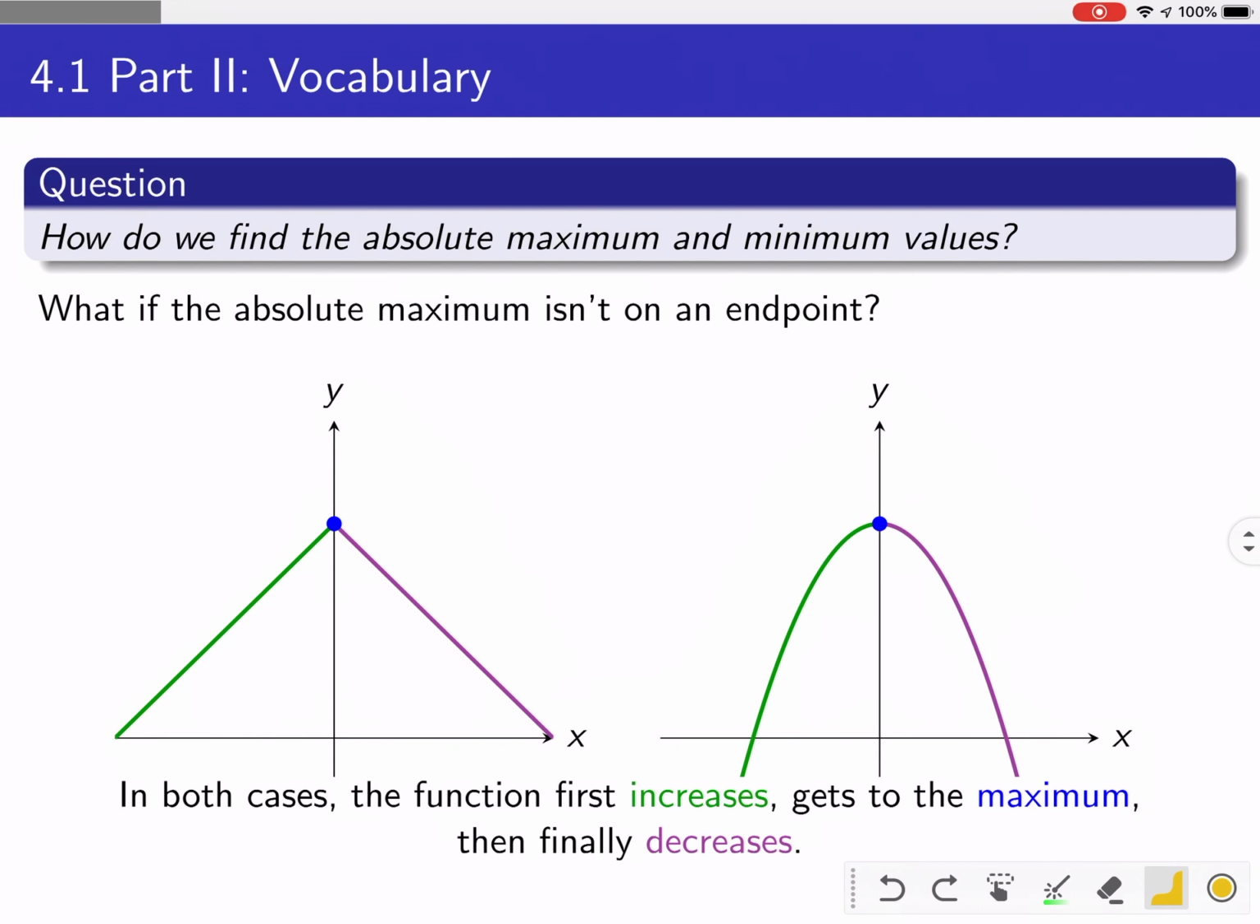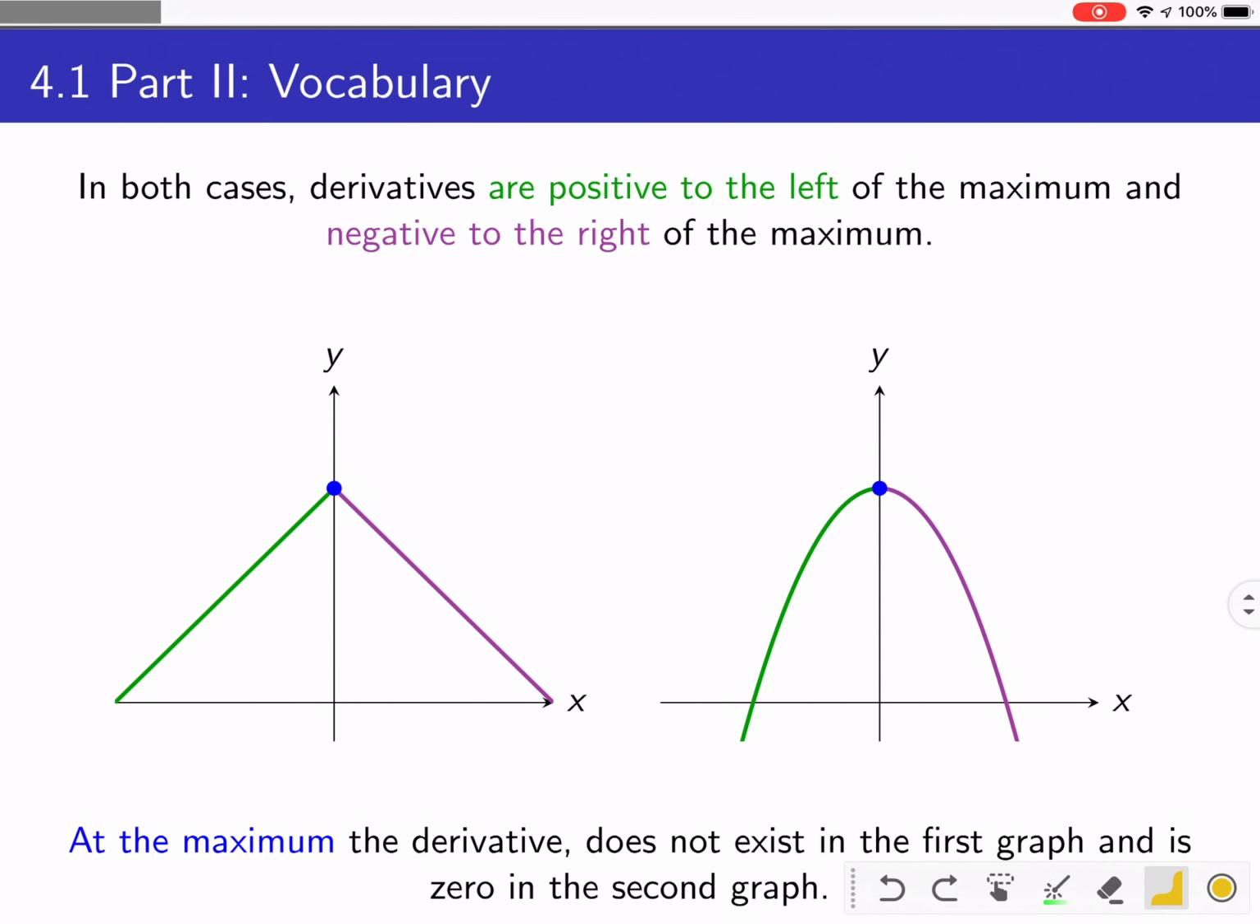I will note here that there is a third possibility not pictured here. If our function was instead a constant function, whose graph is a horizontal line, it would have an absolute maximum and absolute minimum at all values of x. So what does this mean about the derivative of these functions?